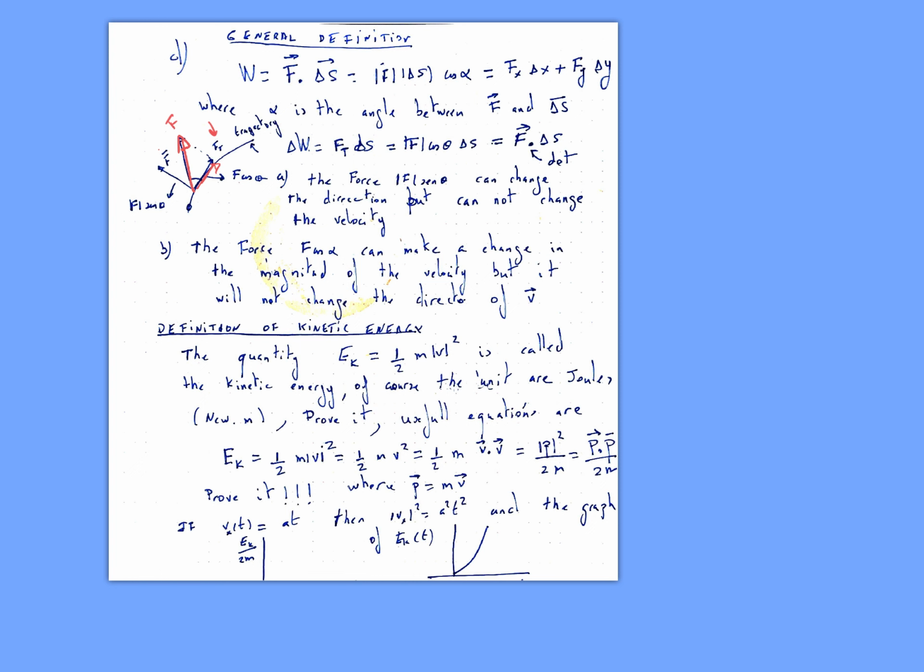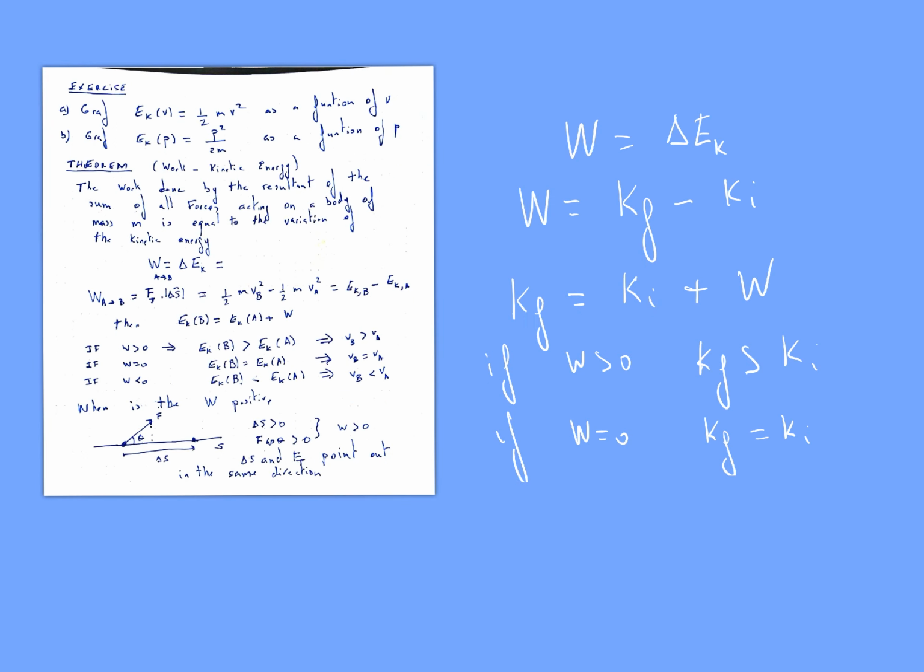So let's go, and this is the most important theory, the net work. If there is only one force, it's the work of this force. The work is the change in the kinetic energy, K final minus K initial. So K final is K initial plus the work. If the work is positive, K final will be bigger than K initial. There is no work when the displacement and the force are perpendicular. If the work is 0, K final equals K initial, so the velocity will not change.